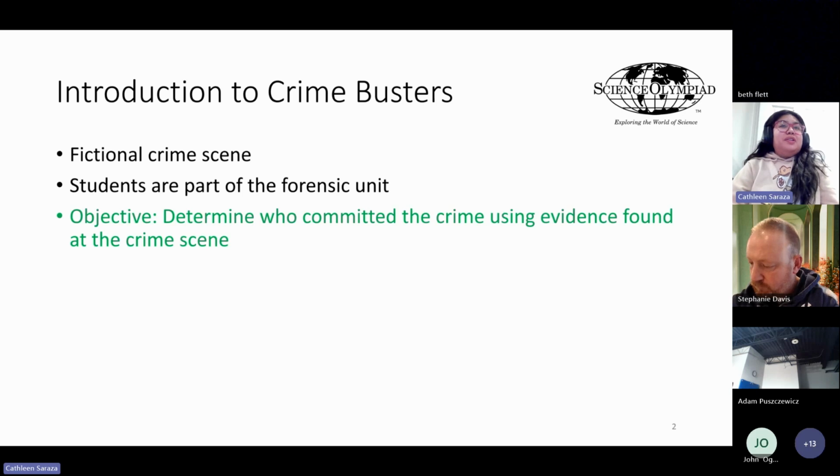So this whole event, Crime Busters, is based around a fictional crime scene, and it's the students' objective to determine who committed the crime using evidence found at the crime scene. The students are like part of a forensic unit where they use different clues and evidence found at a fictional crime scene to solve who did the crime.